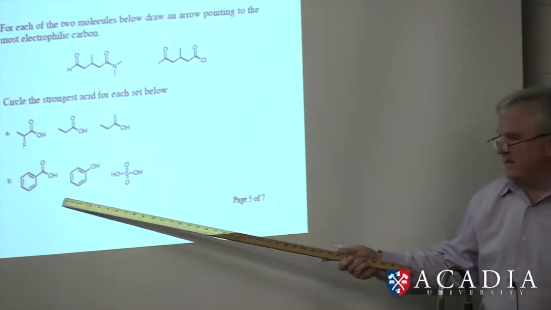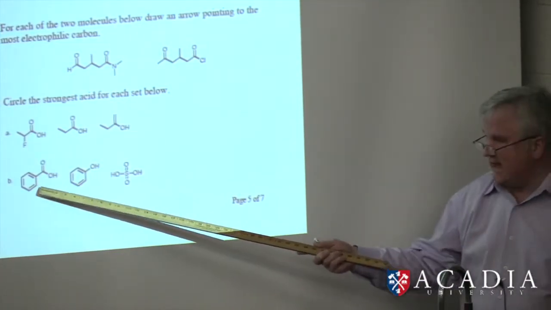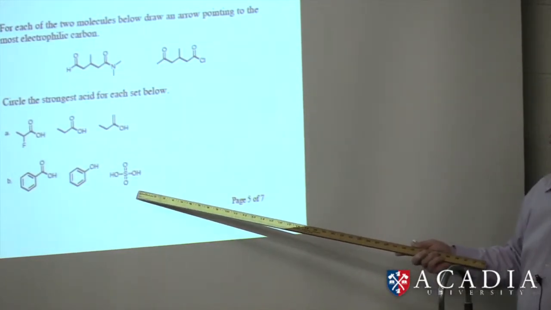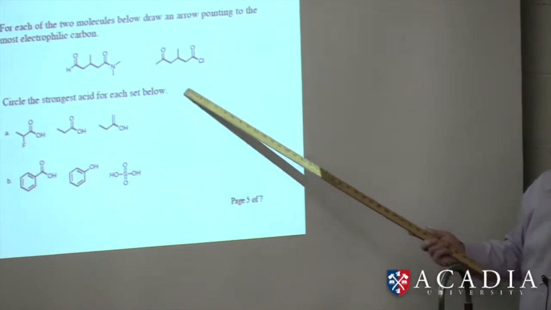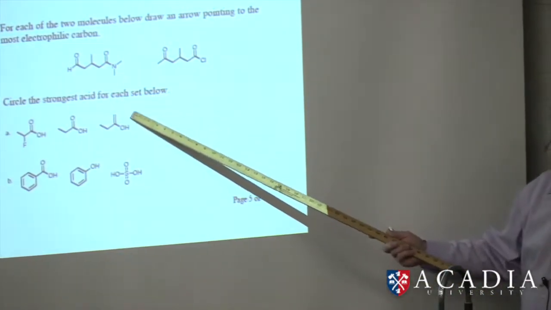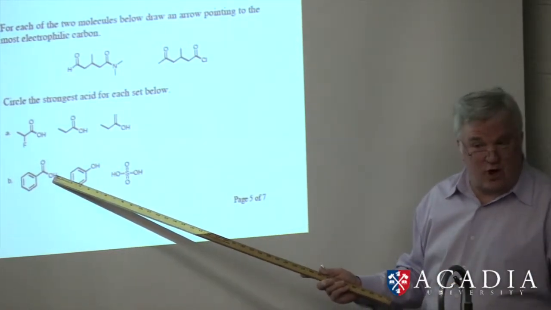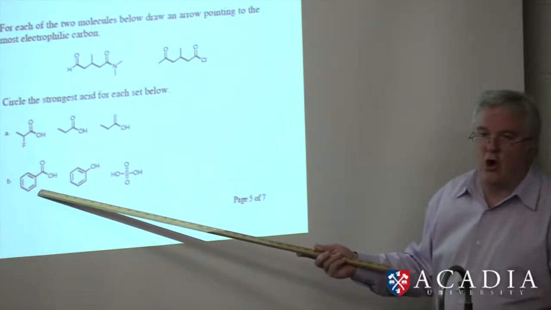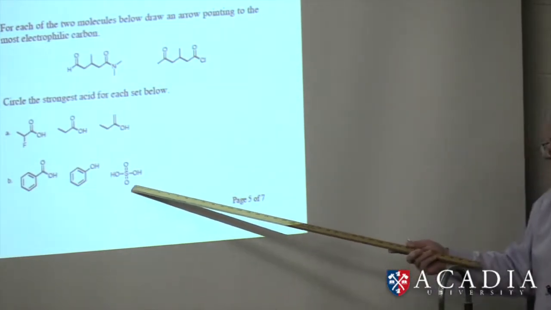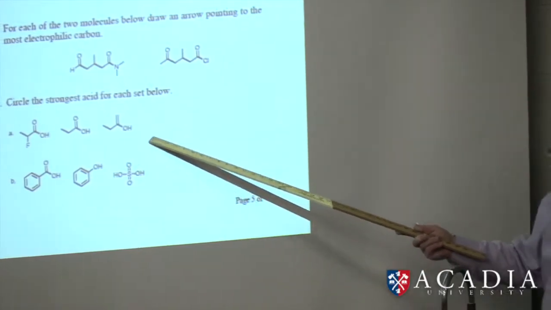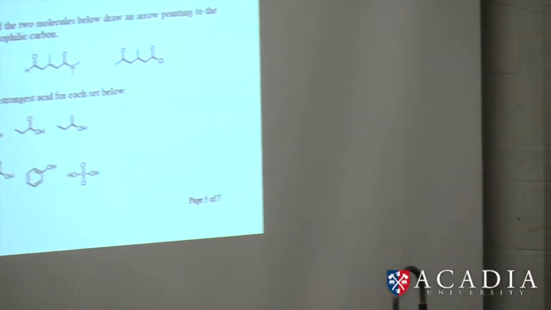We have phenol. This is right from class. We know that this acid is more acidic than this phenol. Okay, but what's this? Sulfuric acid. What do we know about sulfuric acid? Strong acid. Carboxylic acids, are they strong acids? They're weak acids, right? They don't completely ionize in water. Sulfuric acid completely ionizes in water. Okay, so that's the strongest acid.